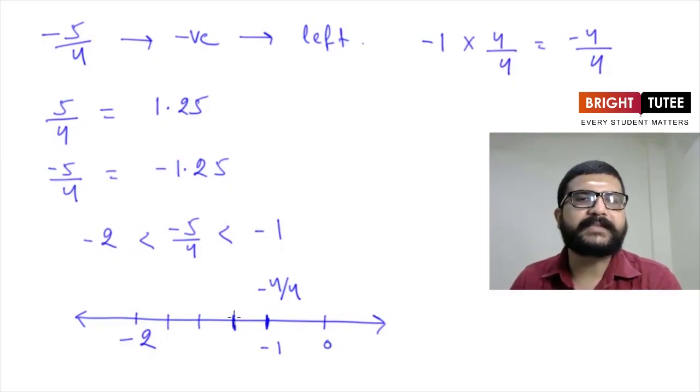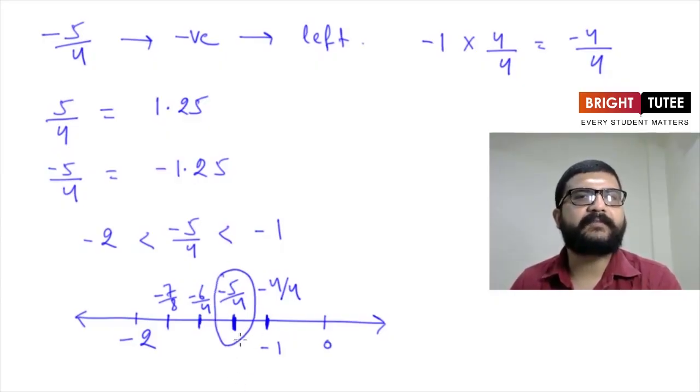Now what do you think, what will be this marker? This will be minus 5 upon 4 and the next one will be minus 6 upon 4 and then it will be minus 7 upon 4. Like this we can mark numbers on the number line. Now the required number is minus 5 upon 4, so that is this number. So here we have plotted the number minus 5 upon 4 on the number line.